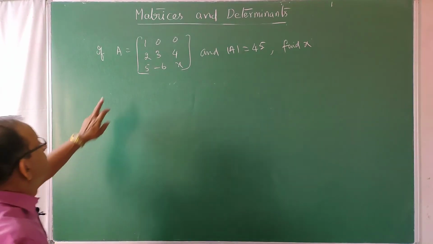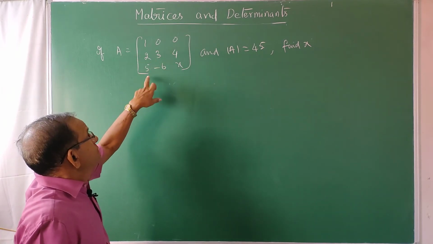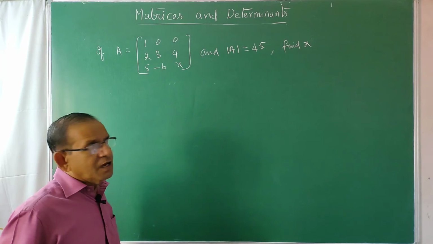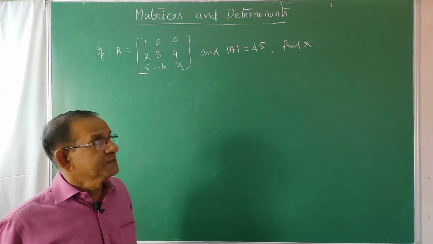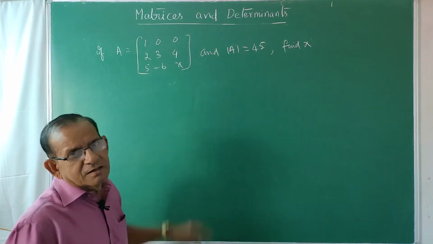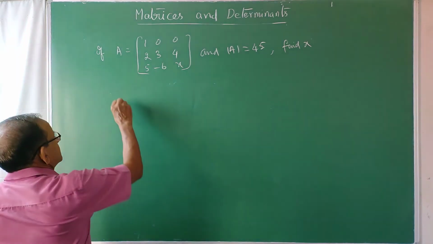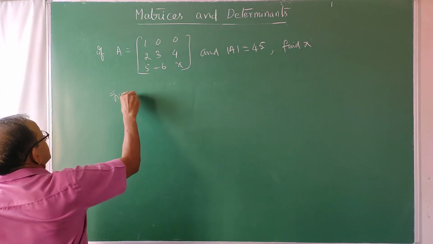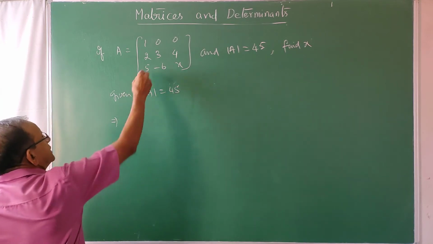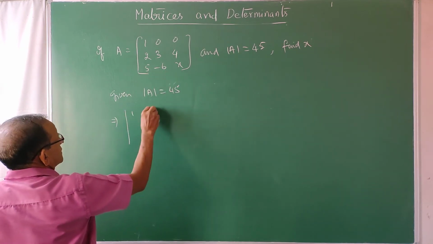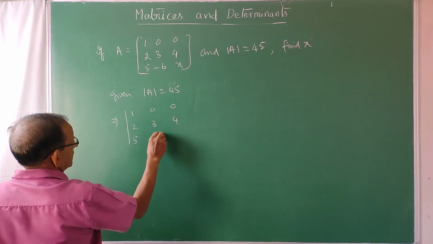Now in this sum, a matrix A is given 1, 0, 0, 2, 3, 4, 5, minus 6, x, and it is also given the determinant of A is 45. So what is the value of that unknown x? There is an unknown here. Now let us take the determinant of A is equal to 45. Given determinant of A is equal to 45. That implies take the determinant of this one, 1, 0, 0, 2, 3, 4, 5, minus 6, x.